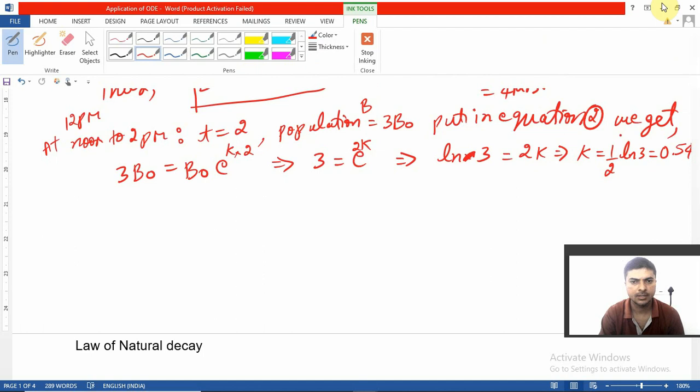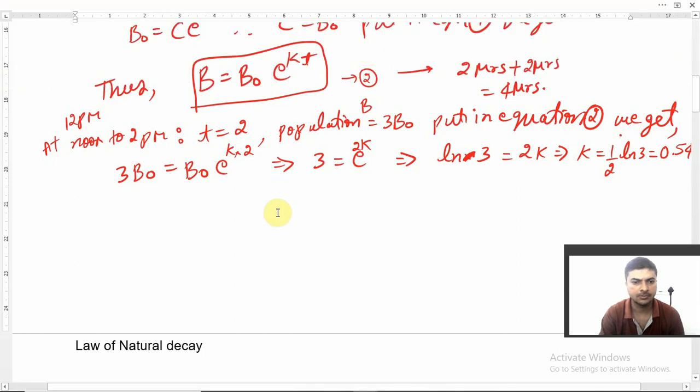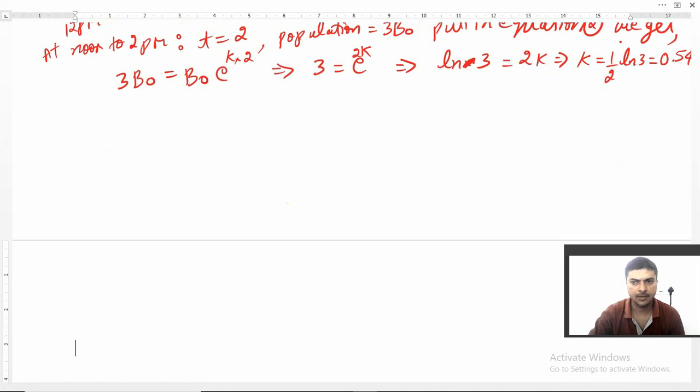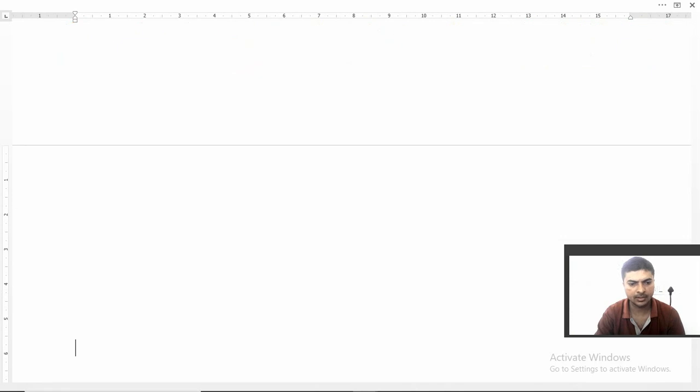Here, I just want some space. Okay, so I'm going to use this k in my next equation. I'll put this k in my equation number 1. So the population will change at this point. Okay, let us try. What will be the population?